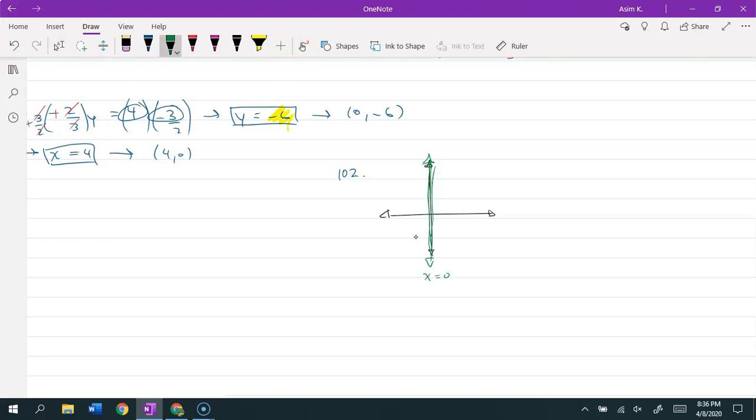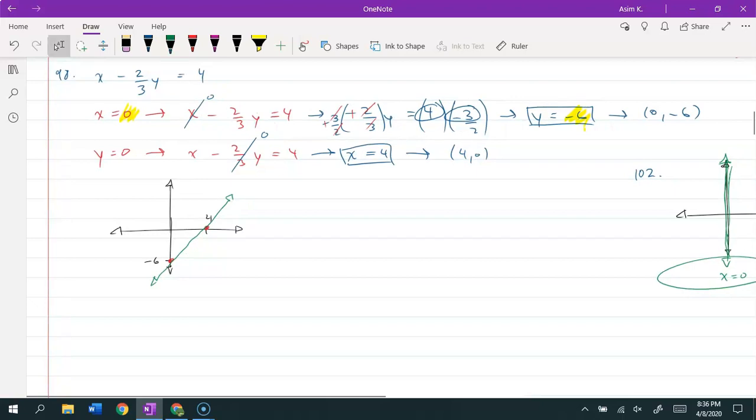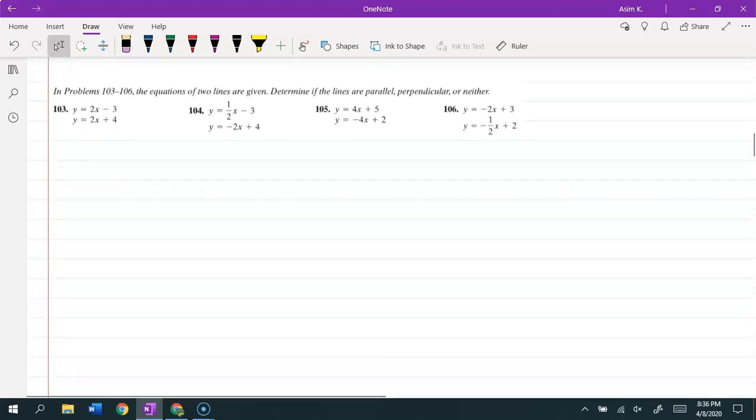X is always equal to 0 there, right? So the equation of this line is therefore x is equal to 0. All right? So that's just a small little bit to understand there.